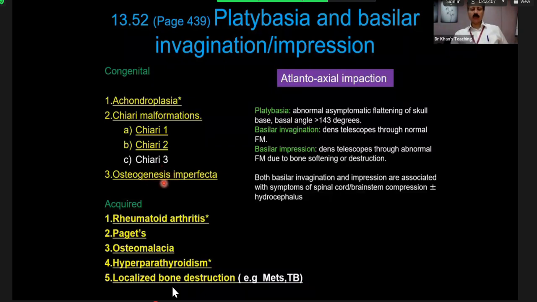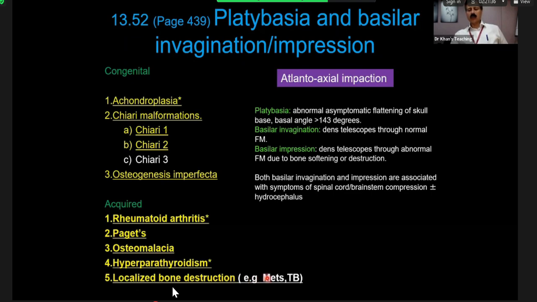I've shown you previously, and I'll show you once again. But look at the acquired ones. Basically, in the acquired ones, either there is destruction of the bone or the bone is soft. Why will it be soft? For example, Paget's disease, osteomalacia, hyperparathyroidism, and there is invagination. And in localized bony destruction, things like metastasis, TB, etc., can cause this.